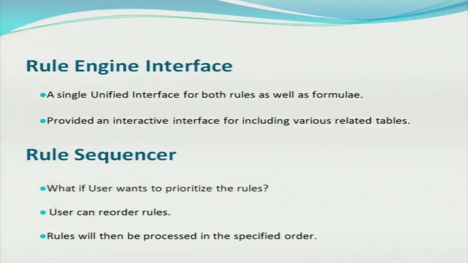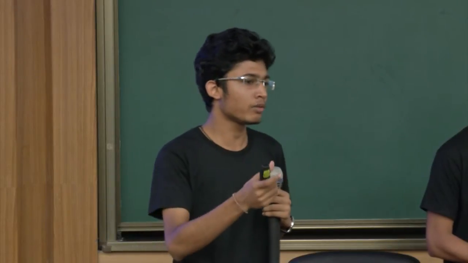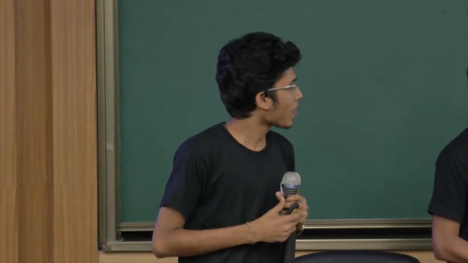Next is the rule engine interface. This is the UI of the RBAC. We have provided a single interface for both the creation of rules and formulas. So it is like an interactive interface for various related tables. Just click on the table and its related table comes and so on. So it's quite user friendly.